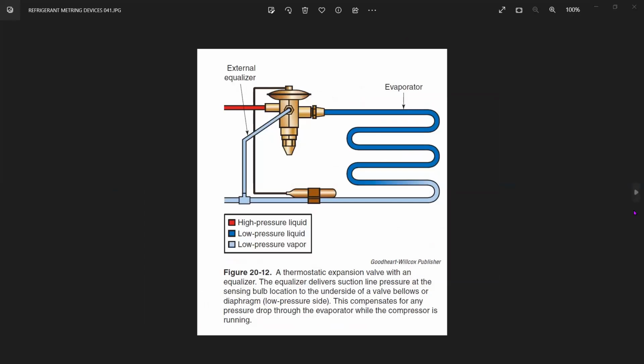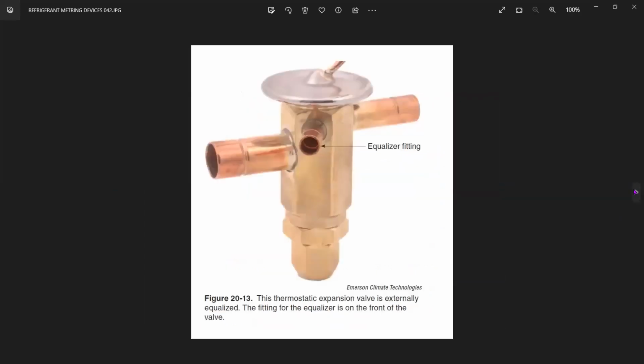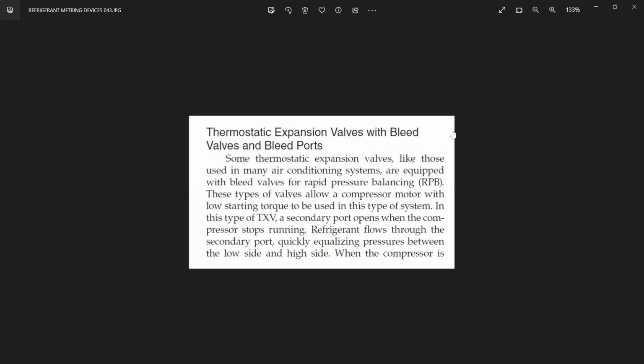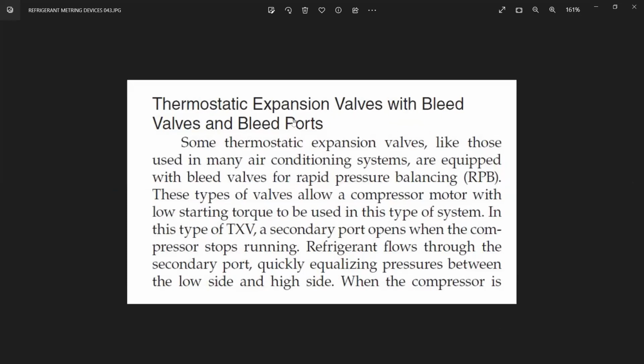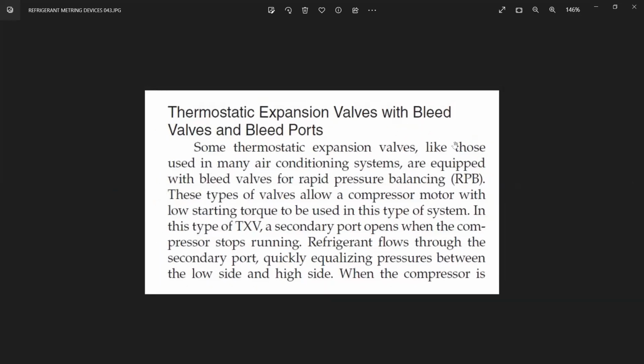We will now understand that there were different designs of TXV with something called bleed valves and bleed ports. Okay. Now what is the basic idea? Some TXV valves, like those used in many AC systems, are equipped with bleed valves for rapid pressure balancing. These types of valves allow a compressor motor with low starting torque to be used in the system. Why do we need low starting torque? Because if you do not want to install an unloader in the system, you need something to equalize the system, right?